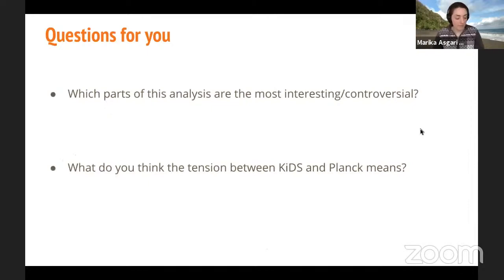Okay, so this is the first part of my talk, and I actually have 2 questions for you. And if you want to ask me questions about this part, I think this is a good time to do it as well. And then we see how we get on and how much time there is, and then I can go to the second part. So my questions are, which parts of this analysis are the most interesting or controversial to you? And what do you think the tension between KiDS and Planck means?